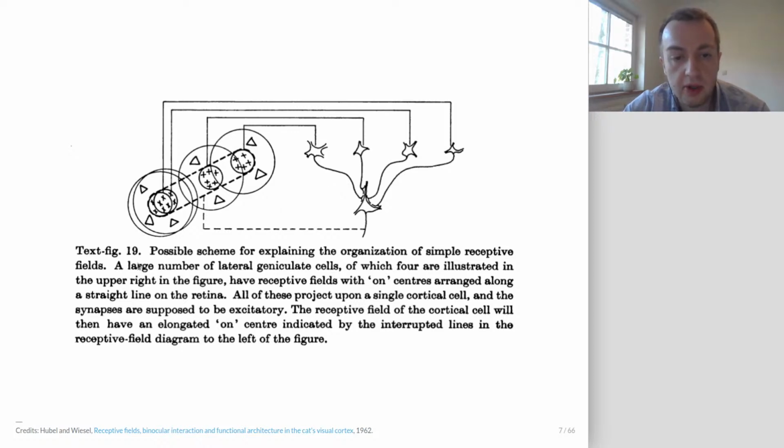And they say that a large number of lateral geniculate cells, of which 4 are illustrated in the upper right of the figure, so at this place, and these are basically cells that would be really close to the retina, have receptive fields with on centers arranged along a straight line on the retina. And all of this would project upon a single cortical cell, a cell which is a bit further away from the retina, and the synapses are supposed to be excitatory. So the receptive field of the cortical cell will then have an elongated on center, indicated by the interrupted lines in the receptive field diagram to the left of the figure.